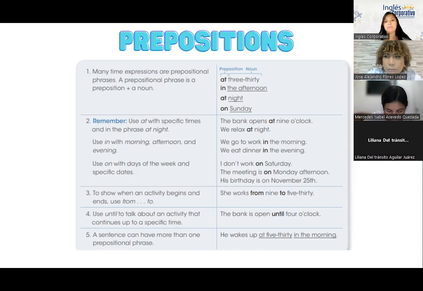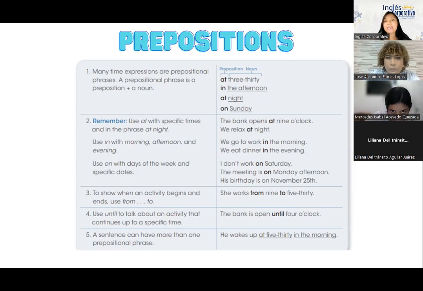Siempre. Toda la vida. At night. Nunca va a ser in the night. Nunca va a ser on the night. Always at night. ¿Ok?